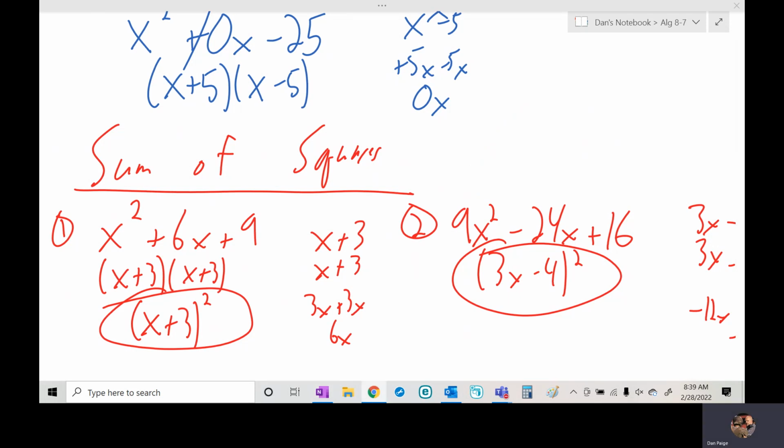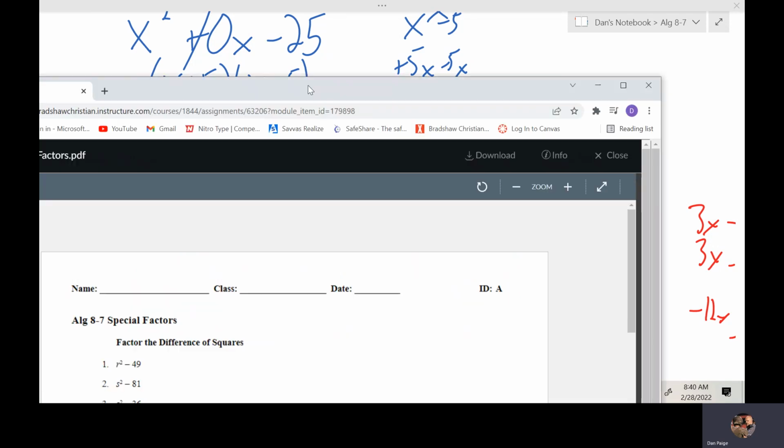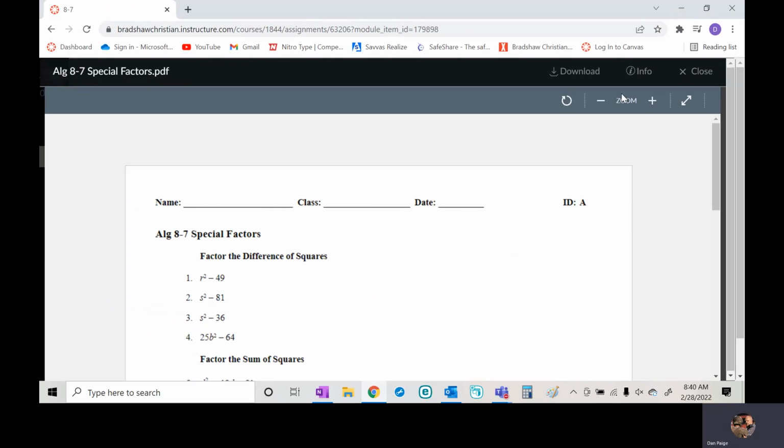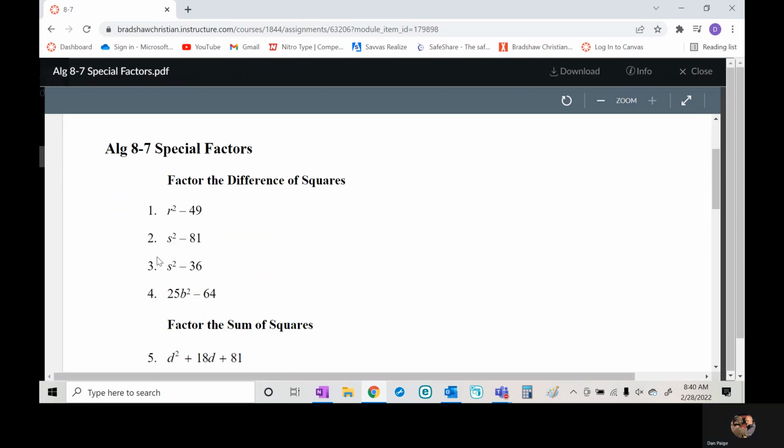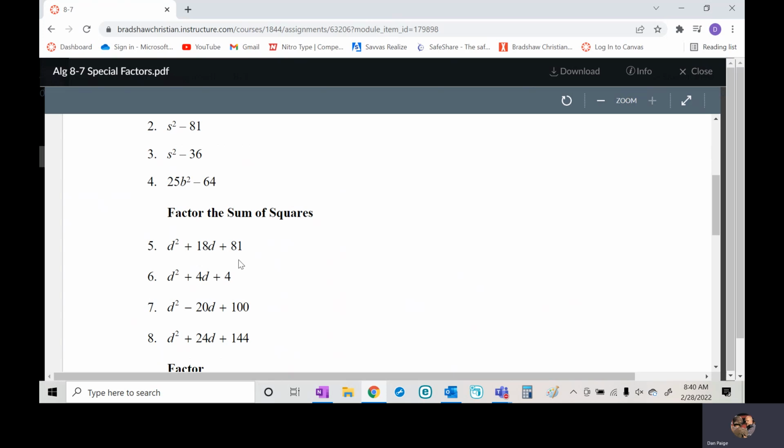This is what's going to happen on your work. And this is where it gets a little bit more important. I'm not doing it from the book because I don't like the way the book does this. In the first section, I'm telling you it's a difference of squares. That should be easy because you know it's a difference of squares. We can just slam out all the answers right now: r plus 7, r minus 7, s plus 9, s minus 9, s plus 6, s minus 6. See how fast you should be able to factor those, in an instant, because you know they're a difference of squares. Same thing with the sum of squares. We should be able to factor those instantly, right? D plus 9, D plus 9, D plus 2, D plus 2, because we know what type they are.